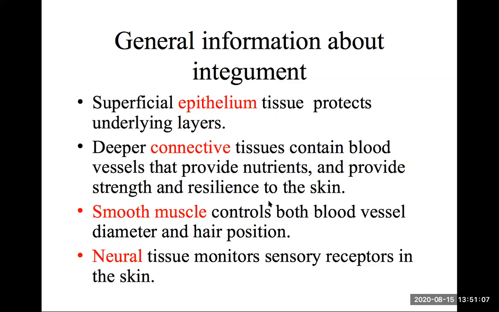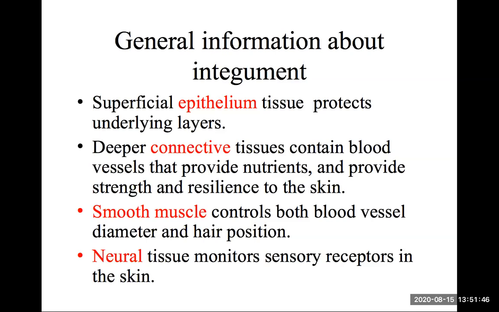Okay, in general, looking at the four different types of tissues, we have the epithelium, which is superficial most. And this tissue helps to protect and defend the underlying layer for reasons that we talked about with all epithelial tissues, how they're very close together, they have very little matrix, they're avascular. Deep to the epithelium, we're going to find the connective tissues that are vascular, so that's where we're going to find the blood vessels.